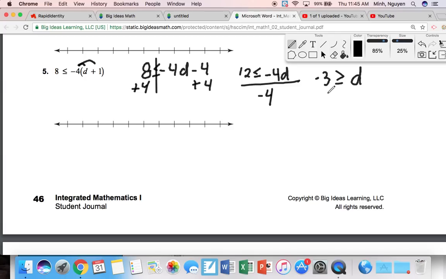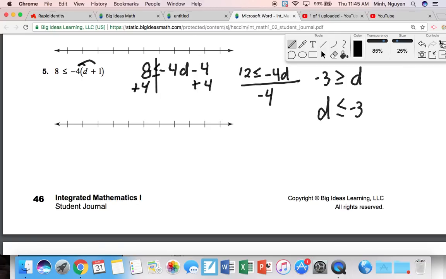But on standardized tests, you will see that the format is to put the variable on the left side. When you switch it, -3 is greater than or equal to d is the same thing as saying d is less than or equal to -3. So when you swap from left to right, you also swap the inequality symbol.